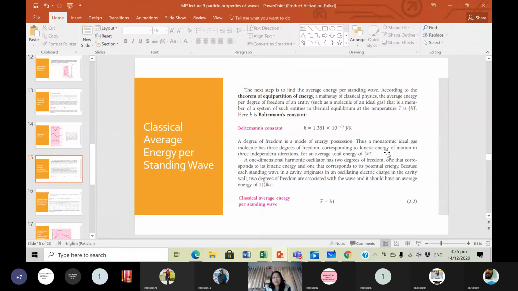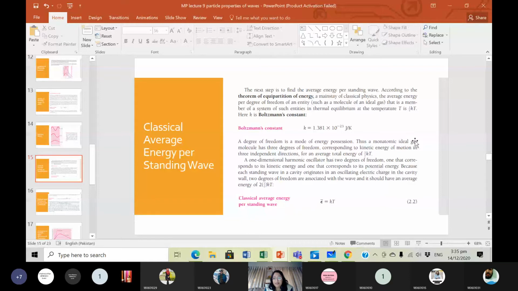A diatomic ideal gas molecule means a molecule that has two atoms combined together. You have higher orders as well, diatomic, triatomic, etc. For example, a monatomic ideal gas has 3 degrees of freedom because each molecule consists of only one atom. Why does it have 3 degrees of freedom?